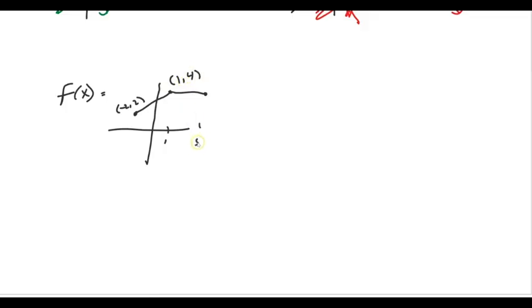Like before, I could do it with the basic graph. Let's say, I think this was negative 2 and 2. This is 1 and 4. We'll say 5 and 4. I'm going to do the exact same idea. I'm going to ask you to graph negative f of x.